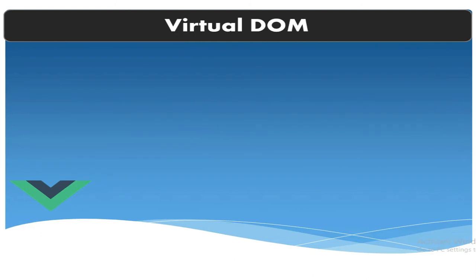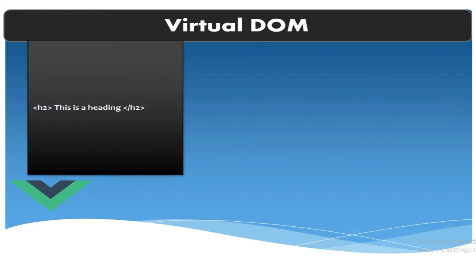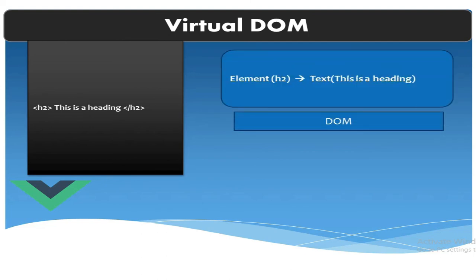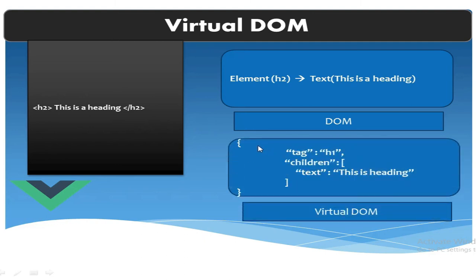Okay, now let's see what is virtual DOM. Virtual DOM is actually a JavaScript object which represents the actual DOM. Suppose we have a simple h2 element like this, so its DOM representation will be something like this: h2 and then text. Its virtual DOM representation will be something like this. As you can see, it's an object which contains some properties like tag, which is what kind of element it is. It also has a property like children, which is an array containing text representing the content of this h2 element. This JavaScript object is actually the virtual DOM. Now let's see how it works.